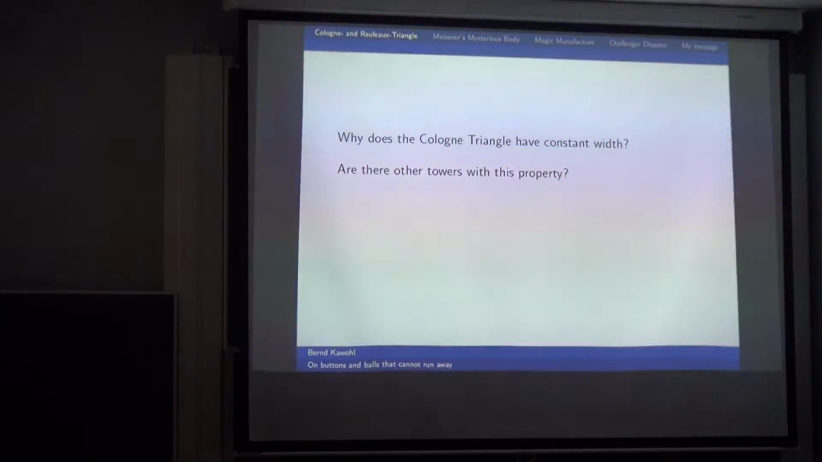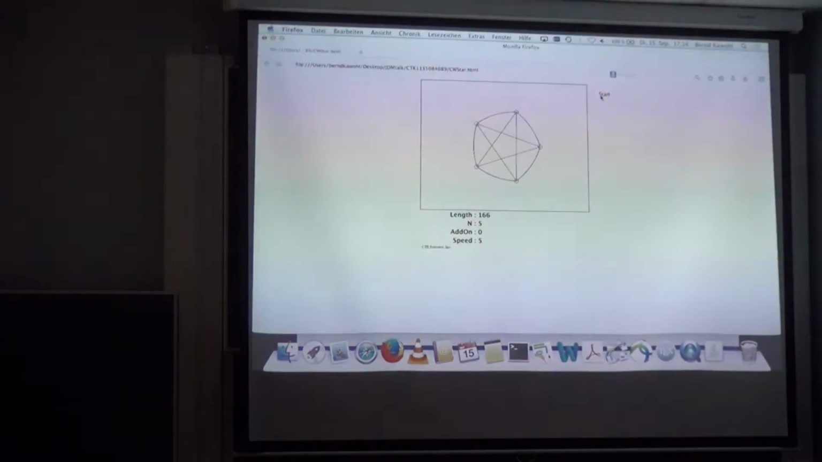And are there other towers that have this property, that they have constant width no matter from which side you look at them? And there is an animation that tells you, yes, there are. Let us look at this set. This set has 5 corners. And if we put it inside a square and rotate it, it touches always all 4 sides of the square. So this is a convex set that has constant width.